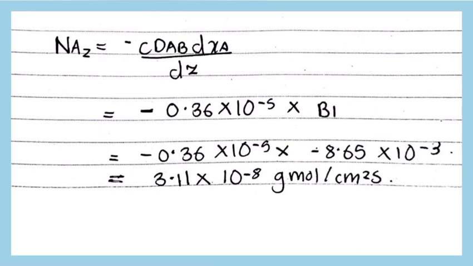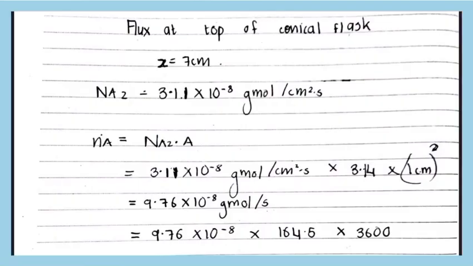Now we need to find the flux profile for the cylindrical part. Substituting C, DAB and dXA by dZ, which is B1, we get a constant flux. That is 3.11 into 10 raised to minus 8. Now we need to find the evaporation rate. To find the flux at the top of the conical flask, we need to consider Z equal to 7 cm. We know that flux is 3.11 into 10 raised to minus 8 for the cylindrical part.